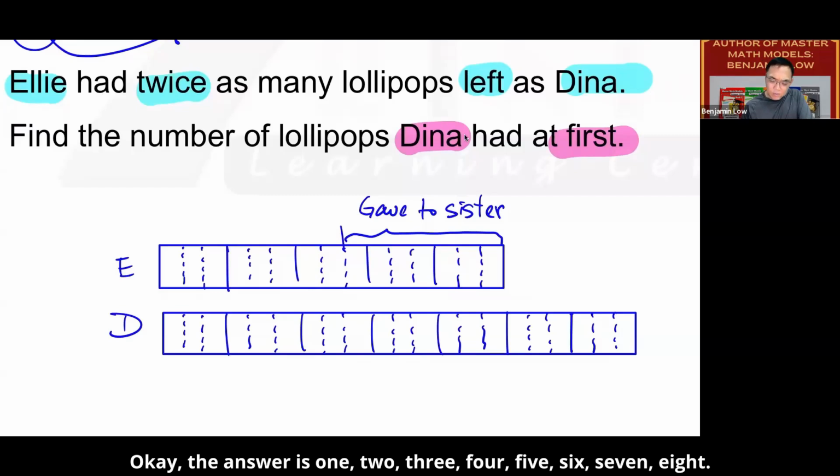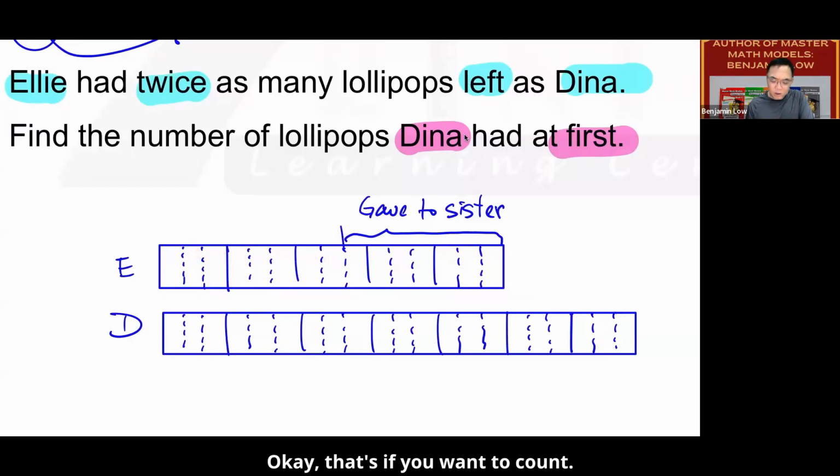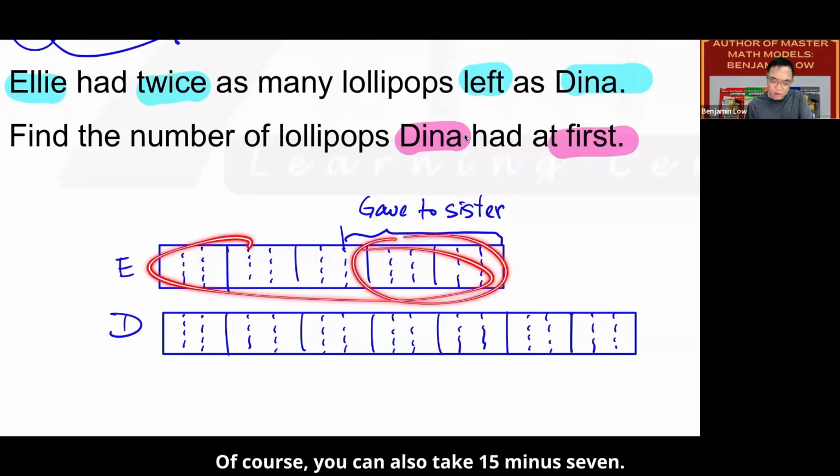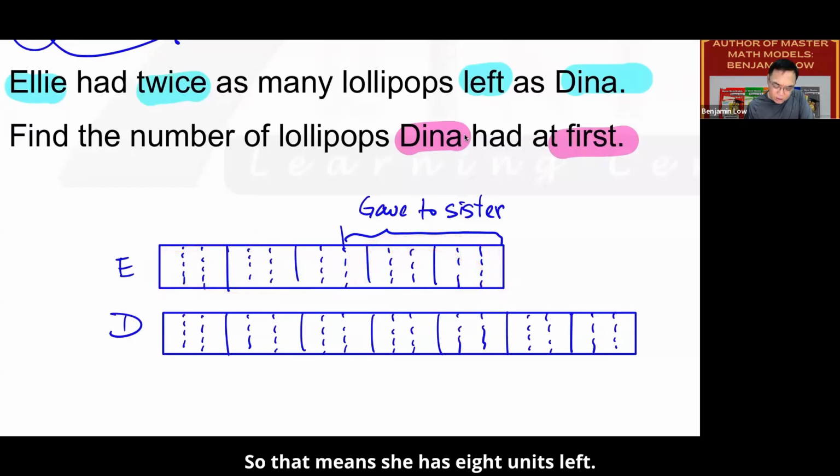Okay, the answer is 1, 2, 3, 4, 5, 6, 7, 8. Okay, that's if you want to count. Of course, you can also take 15 minus 7, all right? So that means she has 8 units left.